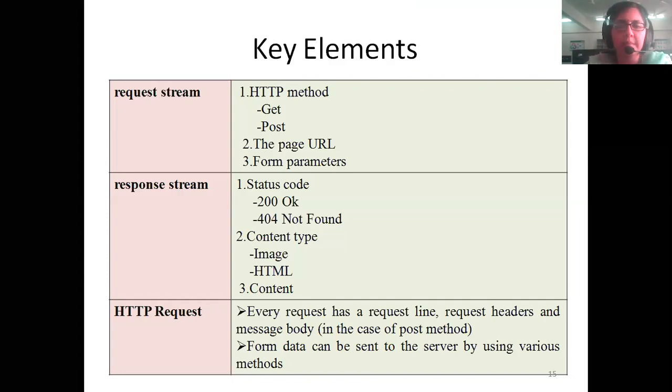And finally comes the content type. So what kind of content do you want to render? Whether it is an image, audio content, video content, or a simple text or HTML content, you have to tell what kind of content you are going to give back to the client, and the actual content should be a part of the response stream. So every HTTP request has a request line, a header, and the body. The form data can be sent to the server using different types of methods.